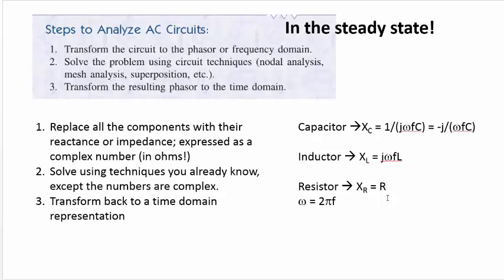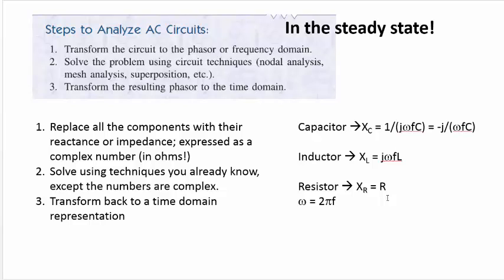That means that we're not looking at the transient analysis at all. We're not looking at a DC voltage turning off or turning on. We are looking at a circuit that has an AC signal applied to it, and the AC signal has been applied to it for a long time, so that it's in a steady state.